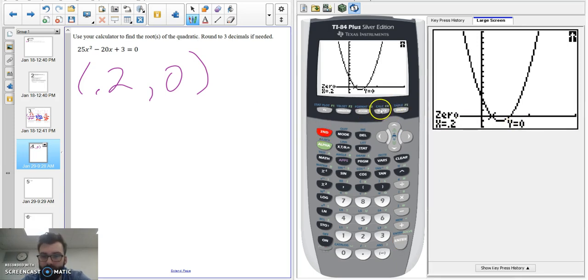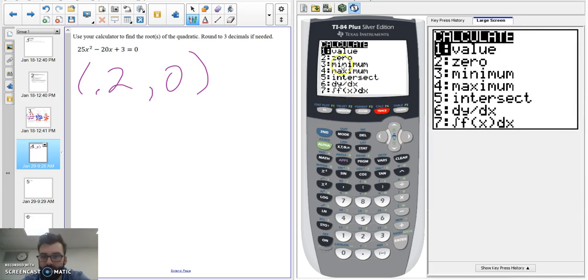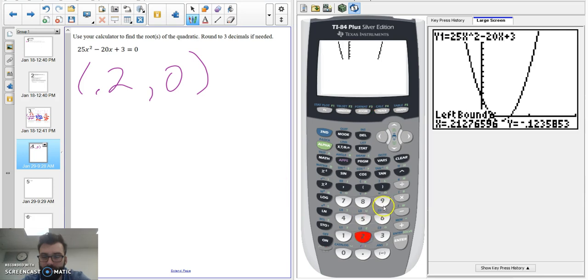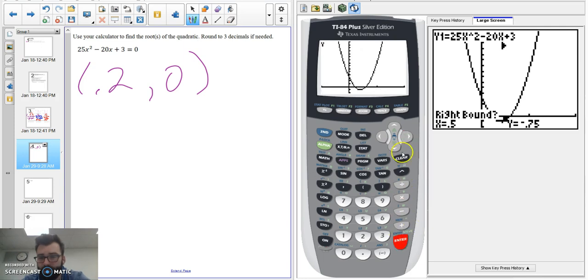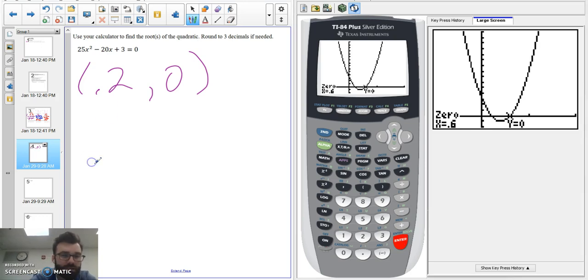So I'm going to press second, trace, calculate, and I want 0, so I'm going to press 2. I want the left side. Here's my root. I'll move this Spider-Man to the left side. This should actually be reviewed. Definitely do this in AAA. Press enter. I want it to be now on the right of my root or above it. Press enter and guess it. I want to get it close to my root as possible. And press enter. So 0.6.